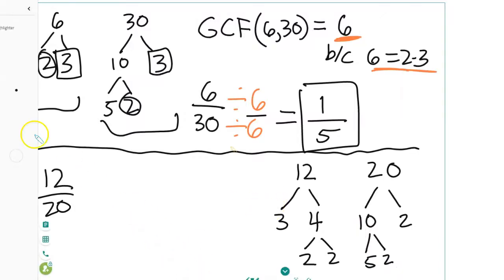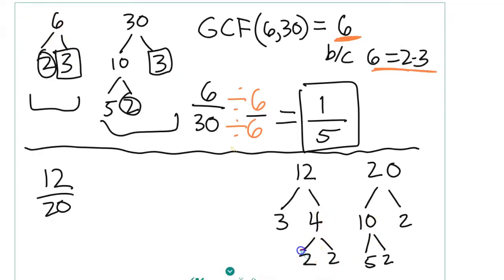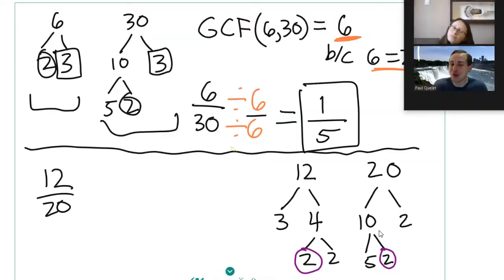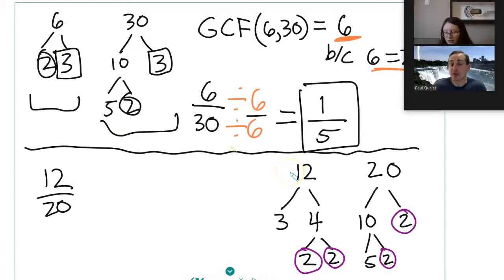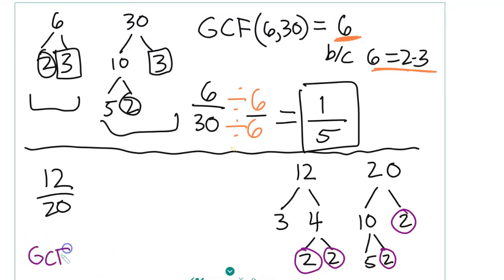Now, here's where the magic happens. What is shared between both of these numbers? Yes, but not just 1, 2. Why don't we circle them both? You see that? It is possible to share 2 of the same prime number. Which, by the way, then let's write down what is our greatest common factor.